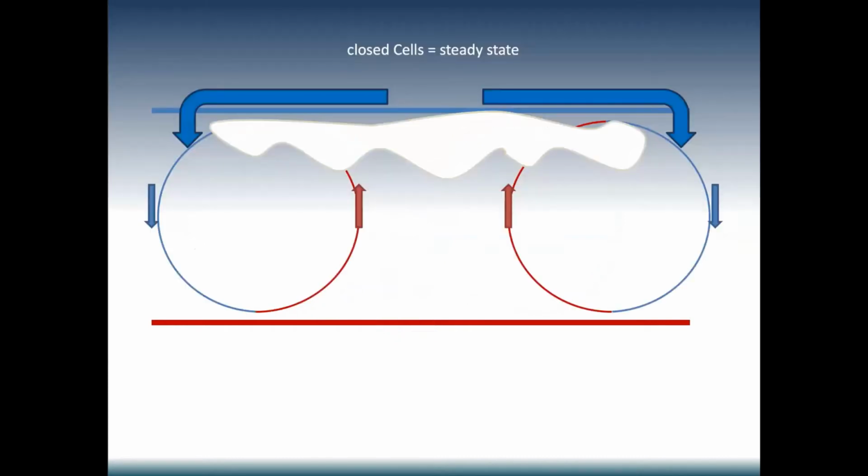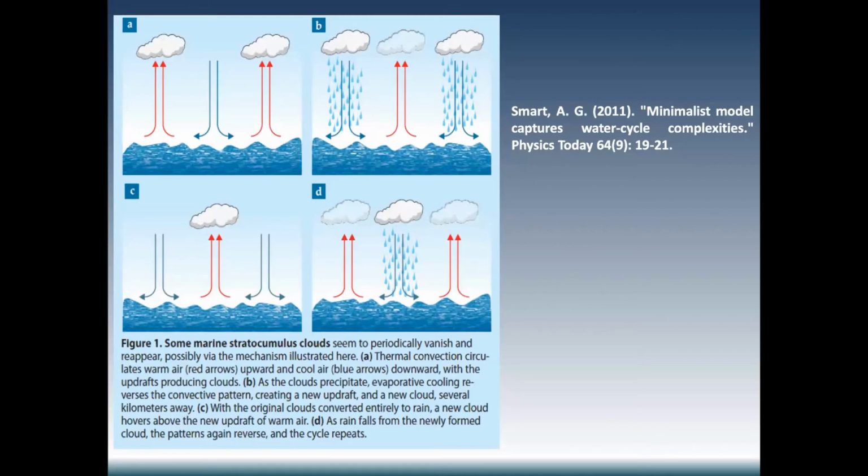On the other hand, when we look at the closed cells in steady state, we have a convective cell that theoretically could live forever. So how do we translate such coupling to differential equations? Well, one way to do it, and this is an article in Physics Today about our work, and I like their cartoon. They show exactly what we said today: at the beginning we have clouds and we have updrafts.